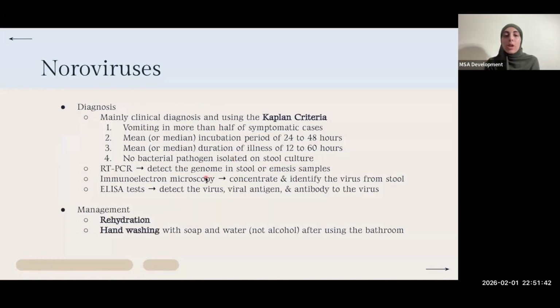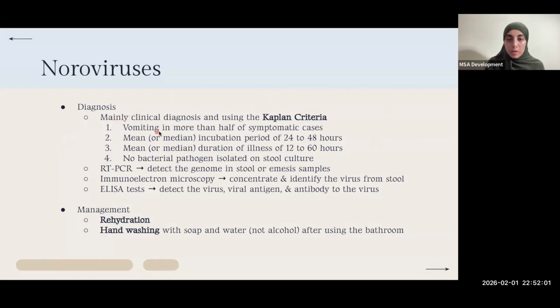How do you diagnose it? Again, it's a clinical diagnosis, okay? Just like almost all of the bacteria and the agents we talked about so far. We do have a specific criteria for diagnosing norovirus. It's called Kaplan criteria, and it has these 4 points.